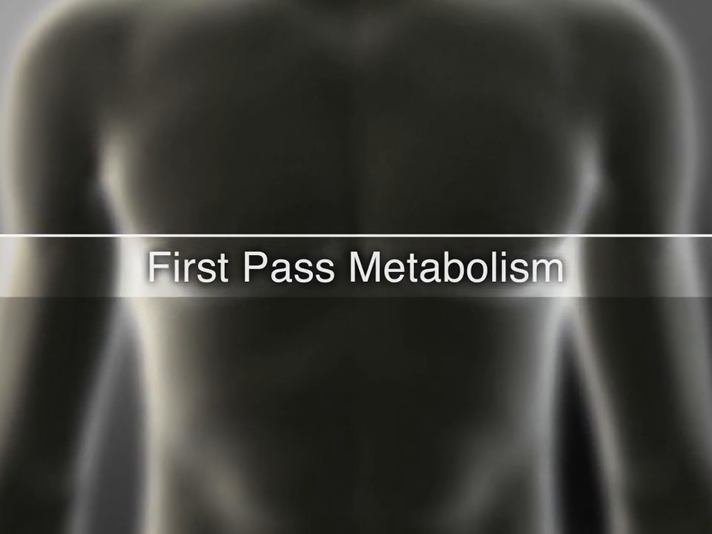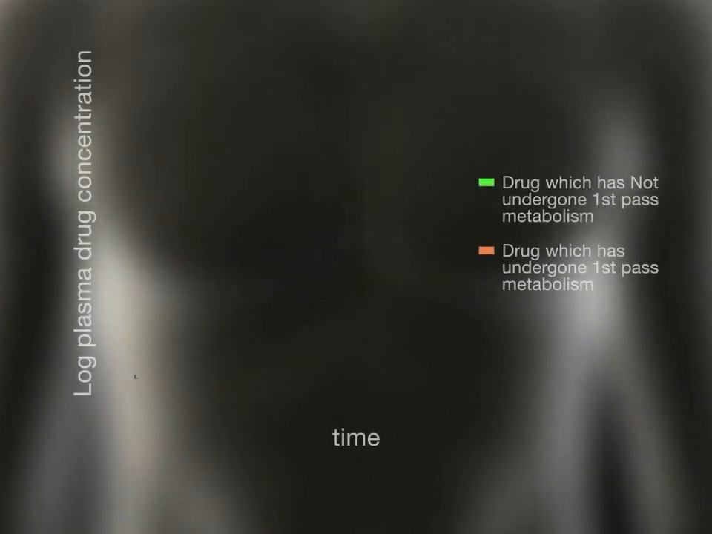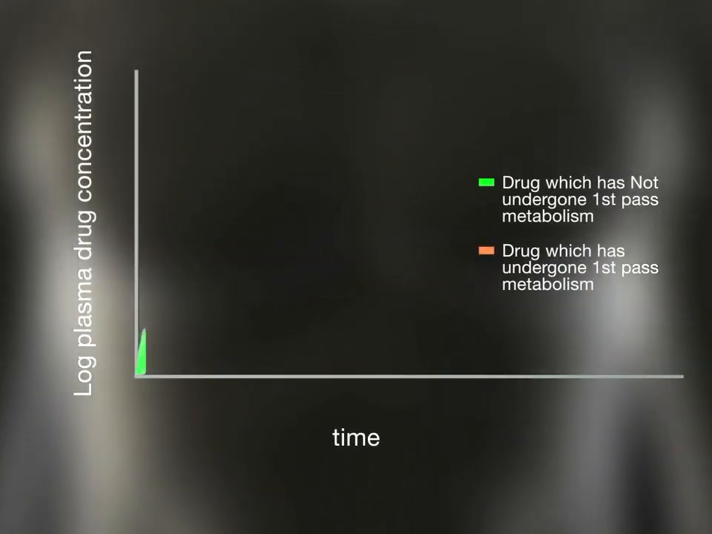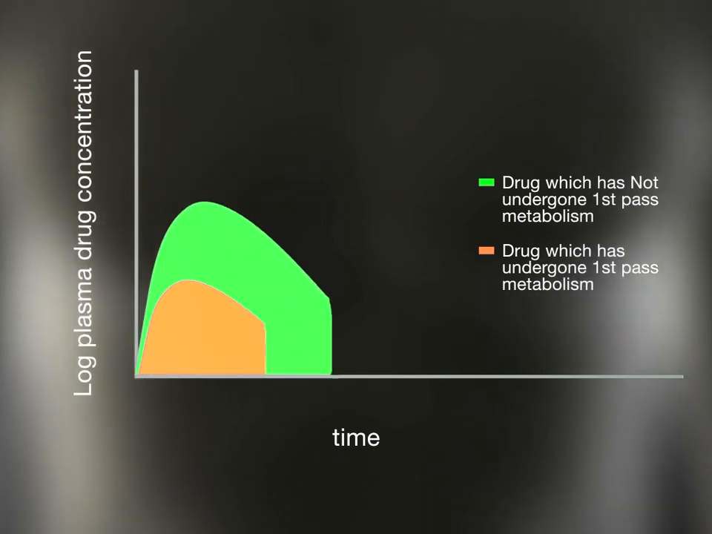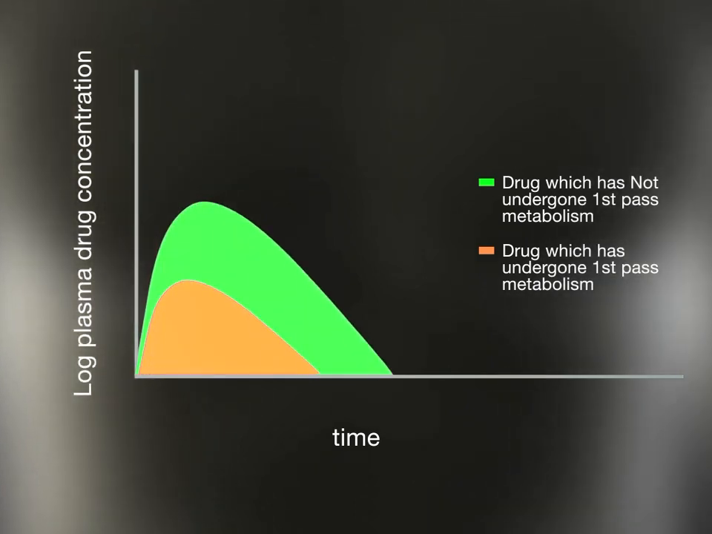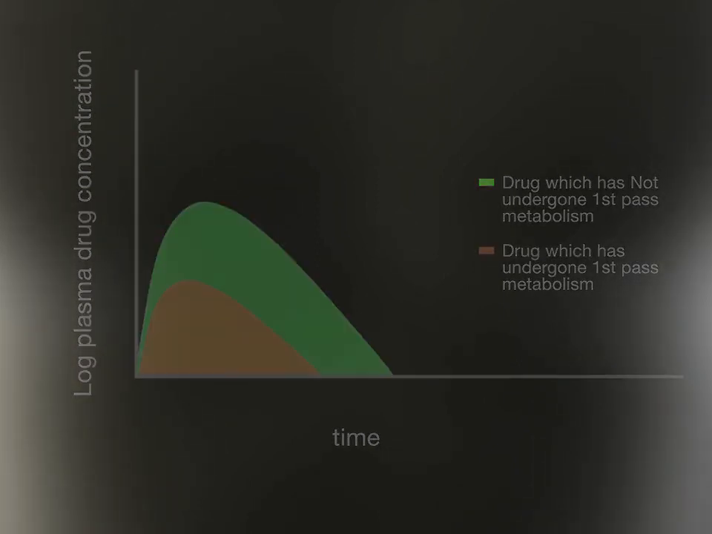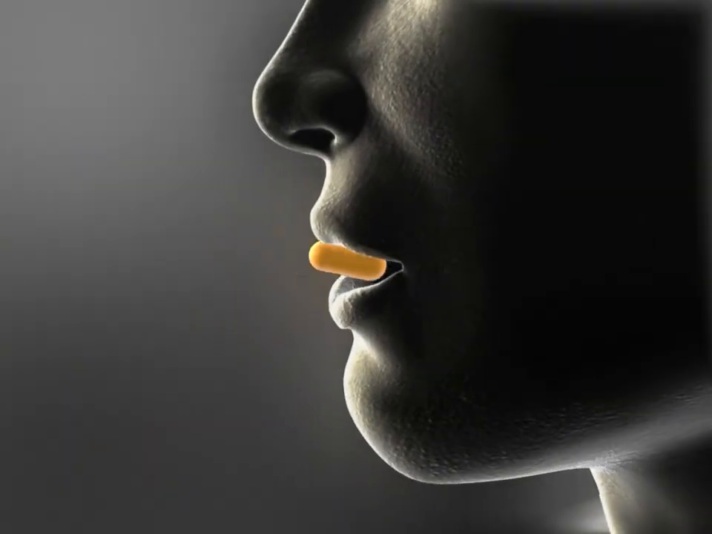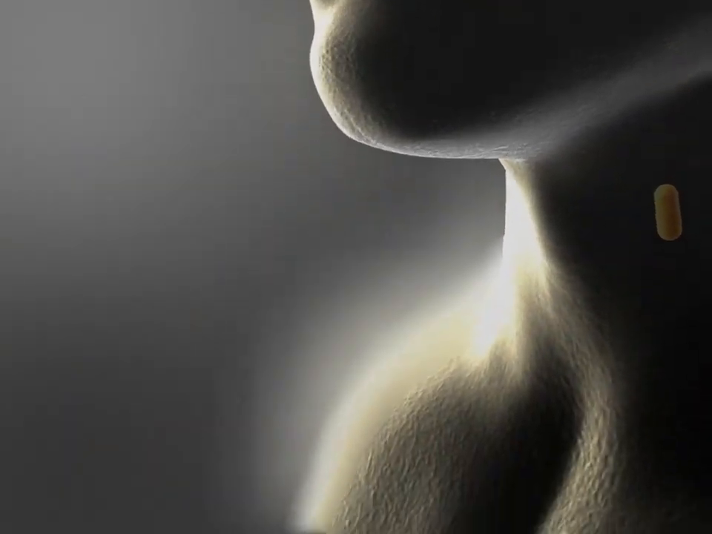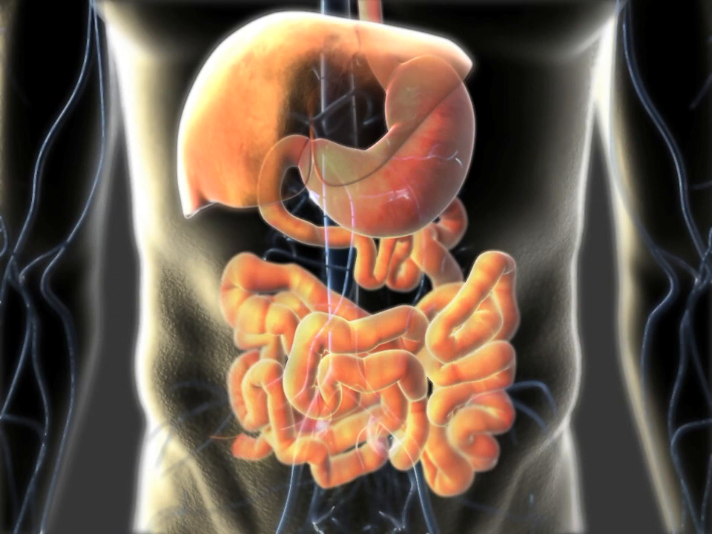First-pass metabolism can lead to lower concentrations in the blood and reduce an orally administered drug's bioavailability. Bioavailability is a measure of the fraction of taken drug which makes its way into the general circulation. Drugs taken orally are delivered to the stomach and then to the small intestine. Because of the small intestine's large surface area, the majority of drugs are absorbed across the epithelial cells that line this tissue.